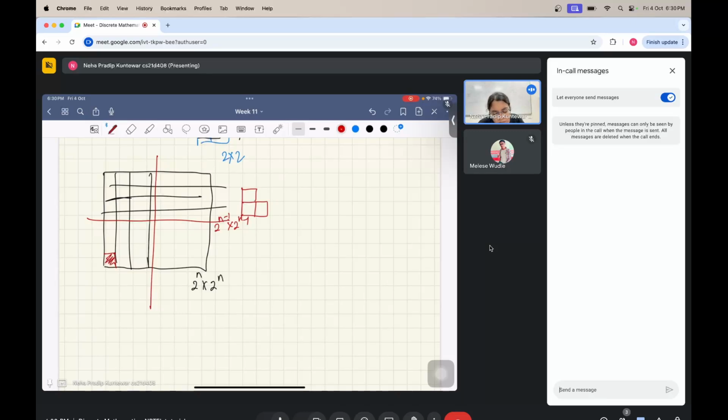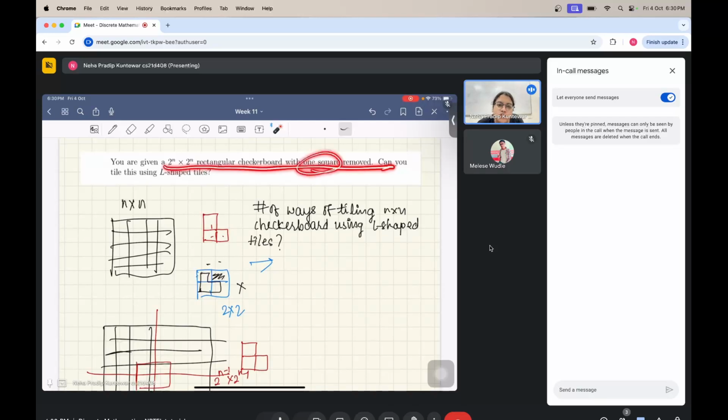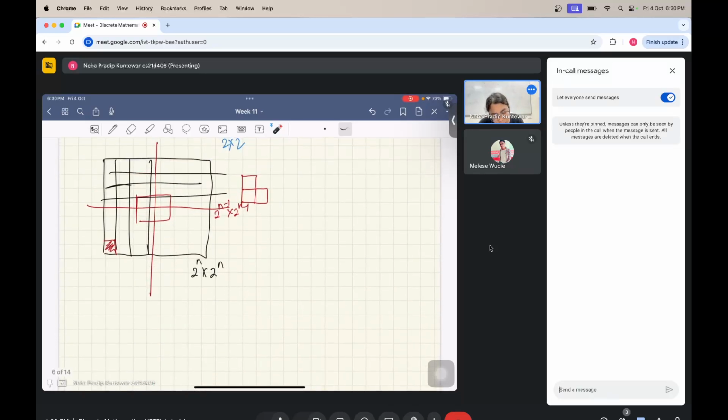So what I'll do is, I'll try to convert this problem into the problem that is given to me. So what is the difference between this and that? You're given a rectangular checkerboard with these dimensions, and you know that one of the squares is removed. So what I'll do is, I'll take my L-shaped tile, and I'll place it here so that it covers this, covers this, covers this, and leaves this empty.